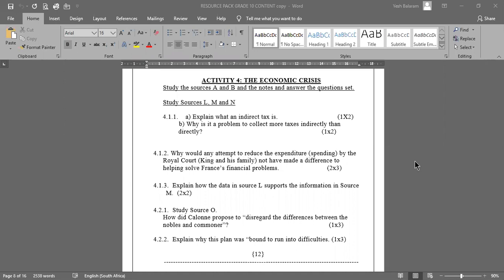We had been looking at the sources for activity 4 on the economic crisis. I'm now explaining the questions to you for you to work on. Remember the rules when answering source-based questions.